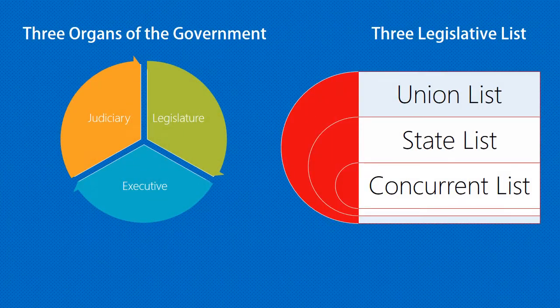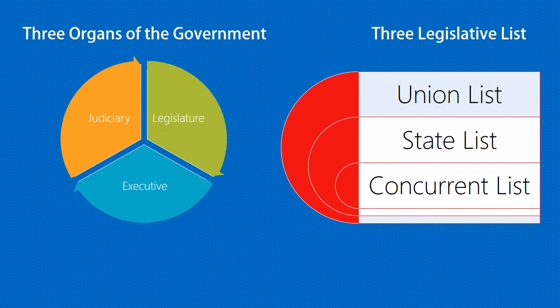The Union Legislature. India is divided into 28 states and 7 union territories. These 28 states and 7 union territories are governed by the central government or union government. The government at the center is called the central or the union government. For each state there is a government called the state government.